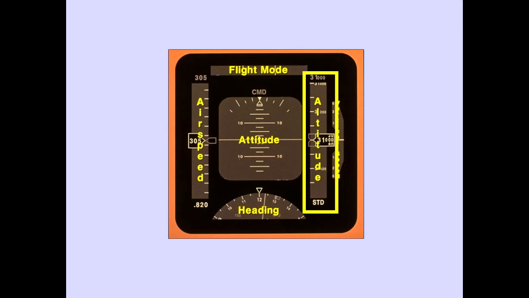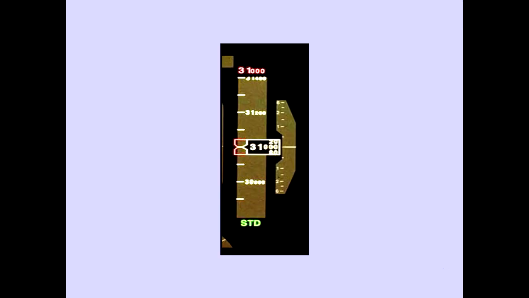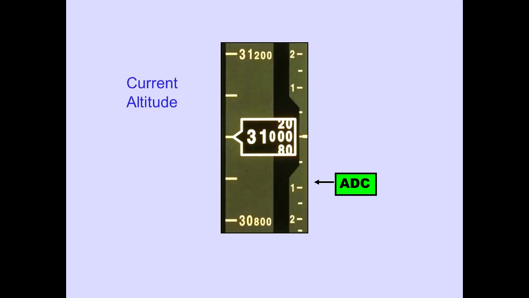Now let's look at the altitude indication. The altitude indication is located on the right of the PFD. The moving tape indicates current and selected altitudes. Current altitude is always displayed in the box at the center of the altitude tape. The selected air data computer provides this information.